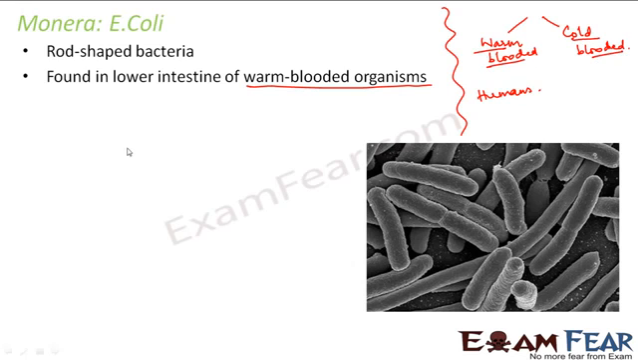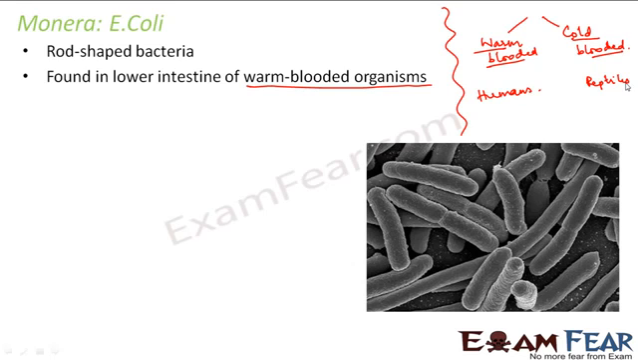Now this E. coli is found in the intestine of warm-blooded animals. That means those animals which tend to keep their body temperature constant. Examples of such animals are human beings, birds, most of the mammals in fact. So birds, human beings, rats, cats are all examples of warm-blooded animals. When I talk of cold-blooded animals, which take the temperature of the surroundings, you can have examples of reptiles like lizards, or insects. They are all cold-blooded animals, right?